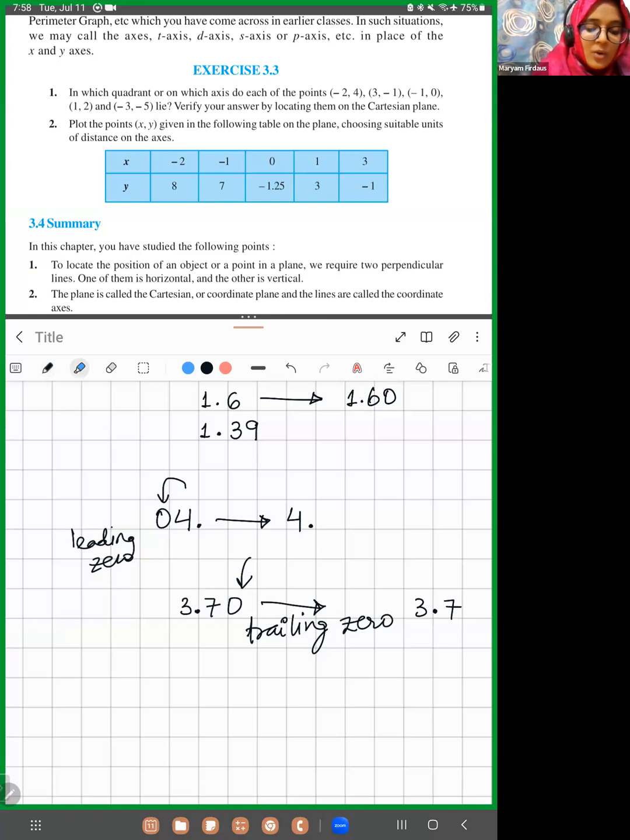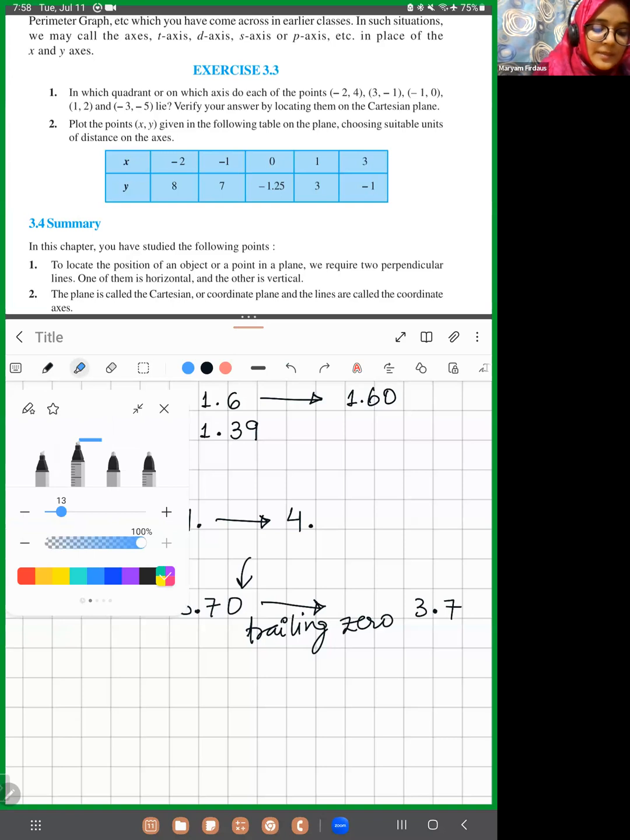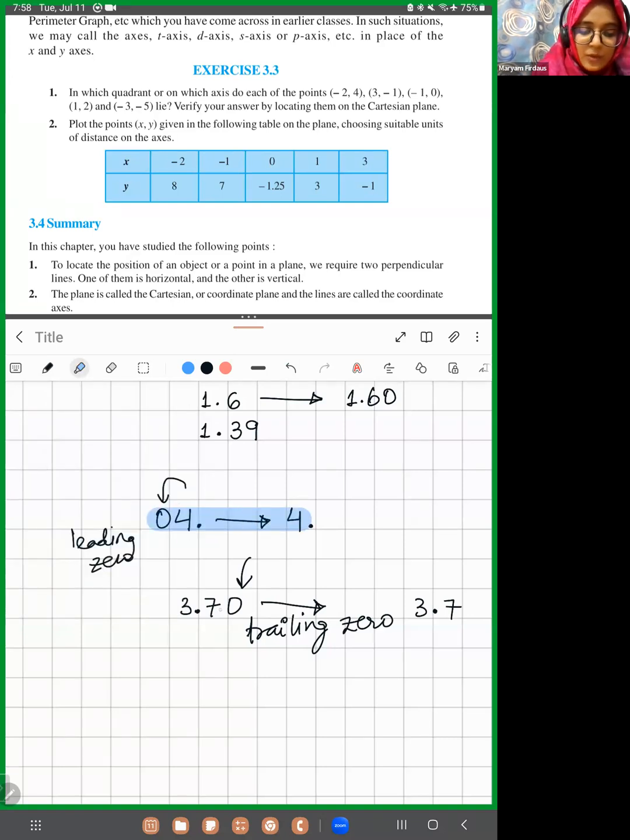Are you understanding? Just like over here we dropped the 0, similarly we can do the same thing over here as well. Before the decimal point, the leading 0 can be dropped, and after the decimal point, the trailing 0 can be dropped, and the value does not change. So 1.6 is the same thing as 1.60. The value is the same. Are you understanding that, Abdul Rahman? Yes, I understand.